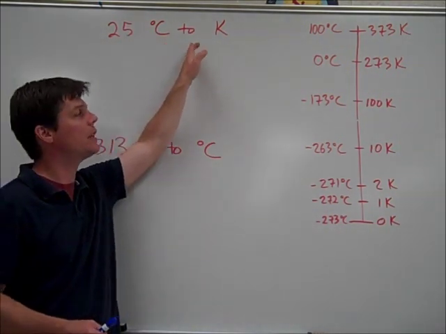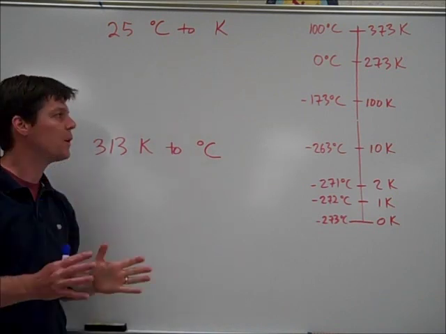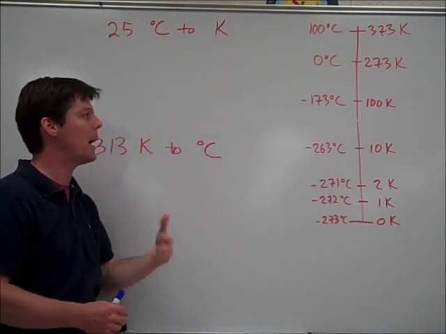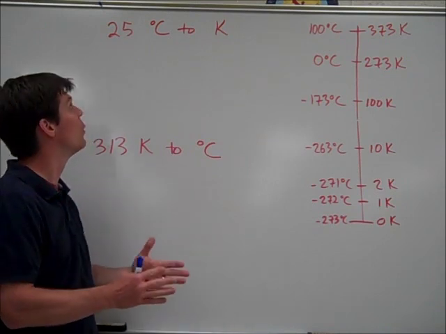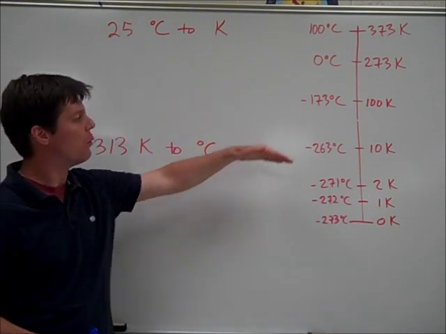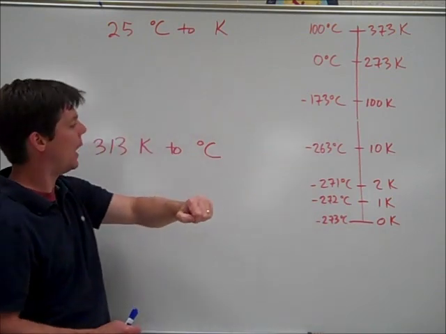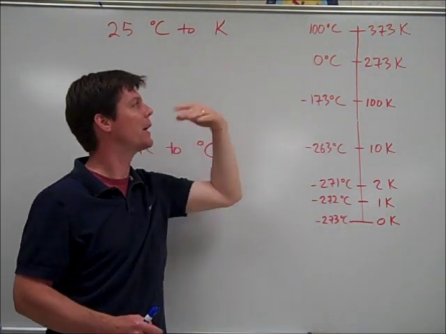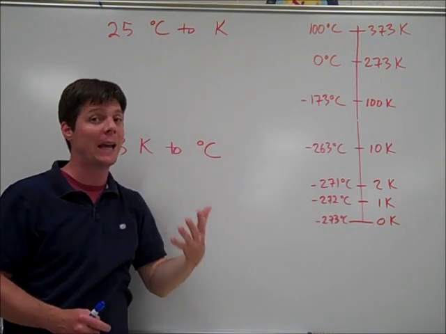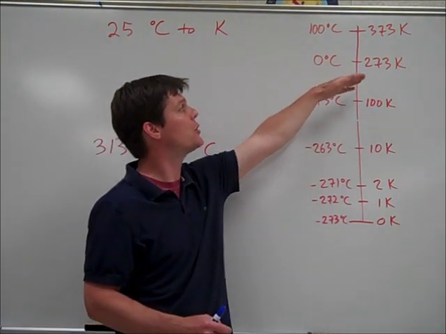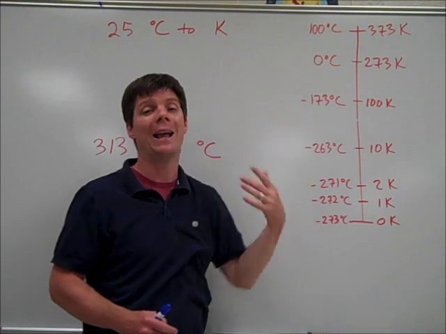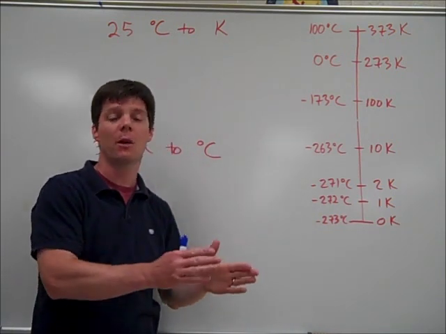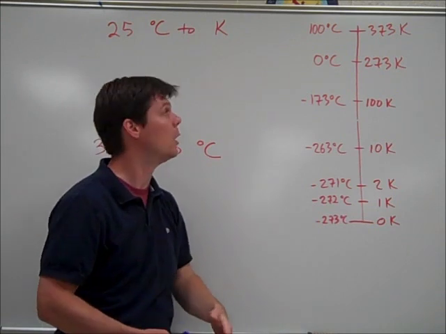25 degrees Celsius to Kelvin. Now, first of all, we want to use this scale to help us understand how we're going to set this up and know how to make this conversion happen for us. Okay, 25. We know that we're going to be somewhere in here, so let's get a ballpark idea of the type of answer we should be expecting. So we should be somewhere between 273 and 373. If you're coming up with something other than that in your answer, you know that you set something up incorrectly and you should double check your work.